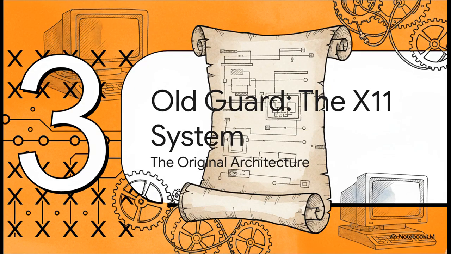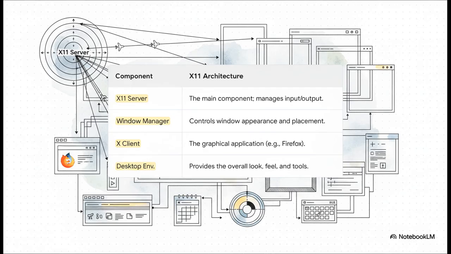Okay, with those ideas in our heads, let's talk about the original, the long-standing champion that has powered Linux desktops for decades, the X Window system, or as everyone calls it, X11. So the X11 world is built on 4 distinct, separate pieces. You've got the X11 server itself. That's our air traffic controller.